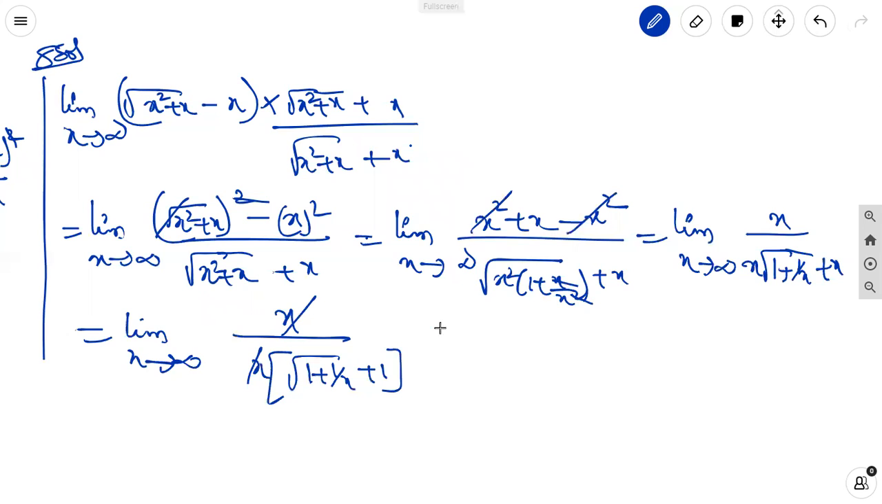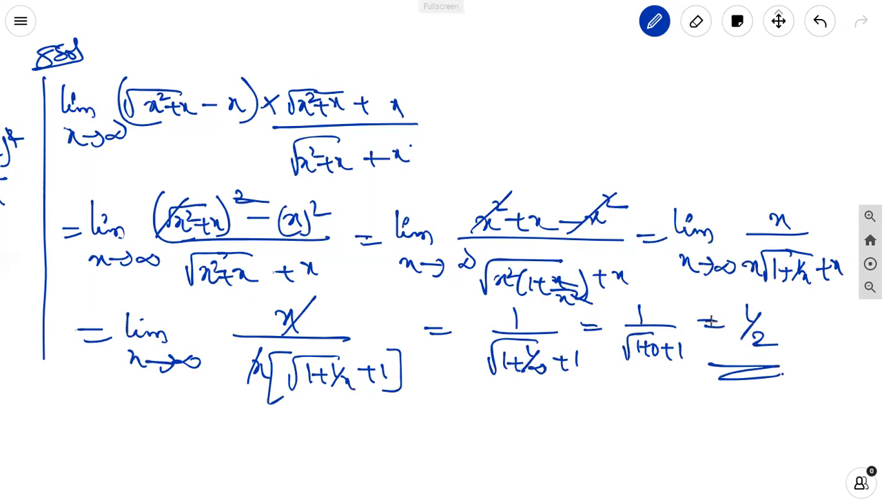The x cancels. Now we can substitute the infinity value, that is 1 by under root of 1 plus 1 by infinity plus 1. It is equal to 1 by root 1 plus 0 plus 1. Root 1 is 1. It is 1 by 2. It is the solution.